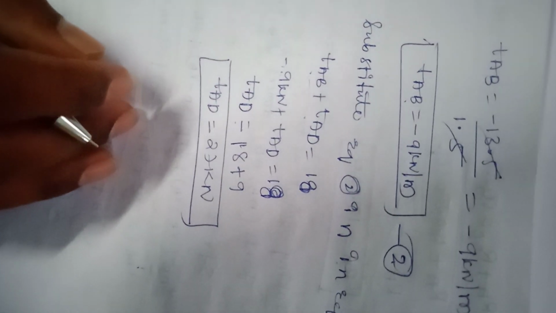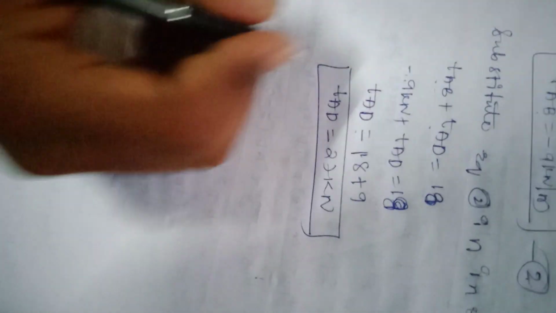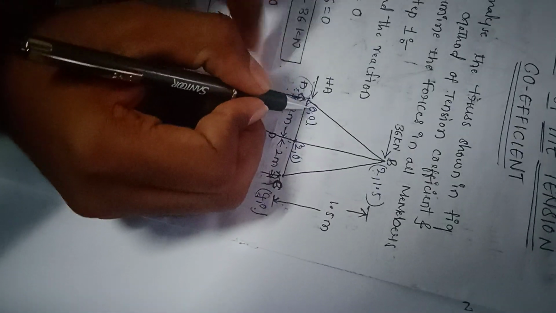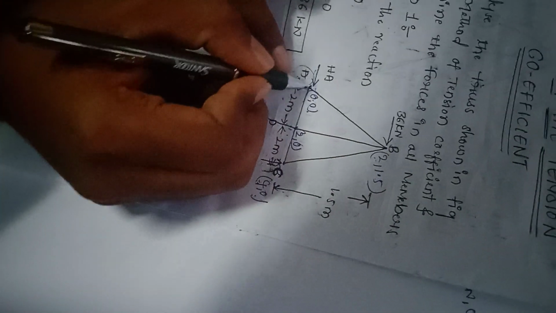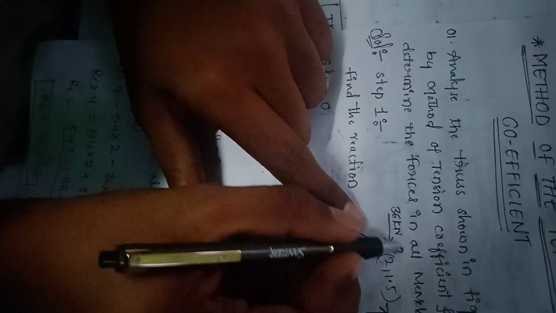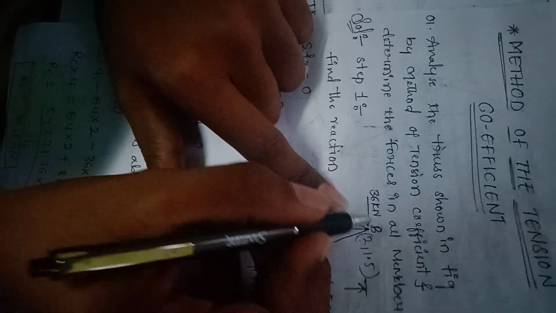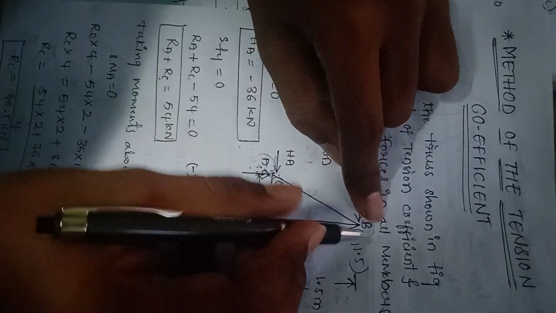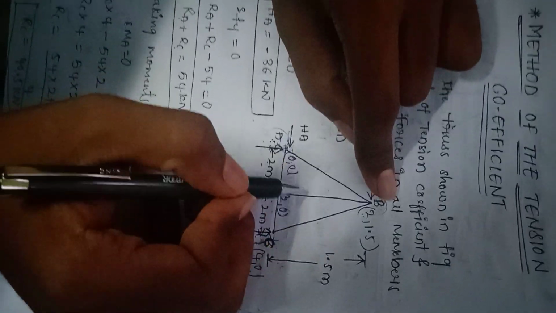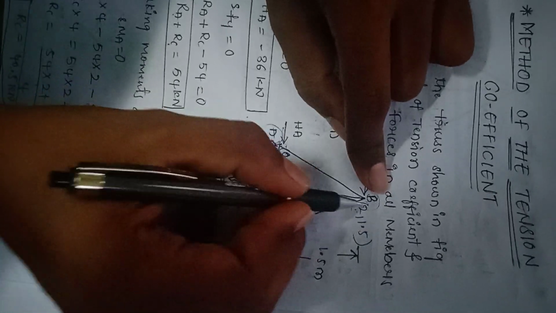Next, consider the joint B. First we considered joint A, where we got the tension in members AB and AD. Now we are considering joint B. How many members do we get at B? That is BA, BD and BC. These are the three members we got at joint B.